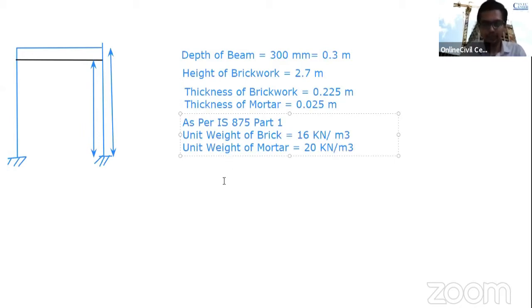Now we'll calculate the unit weight of brickwork. The thickness of brickwork which we have considered is for the 10-inch wall or the exterior wall. We can mention here that it is for the 10-inch wall or exterior wall. If we change the color, it will be better to visualize.